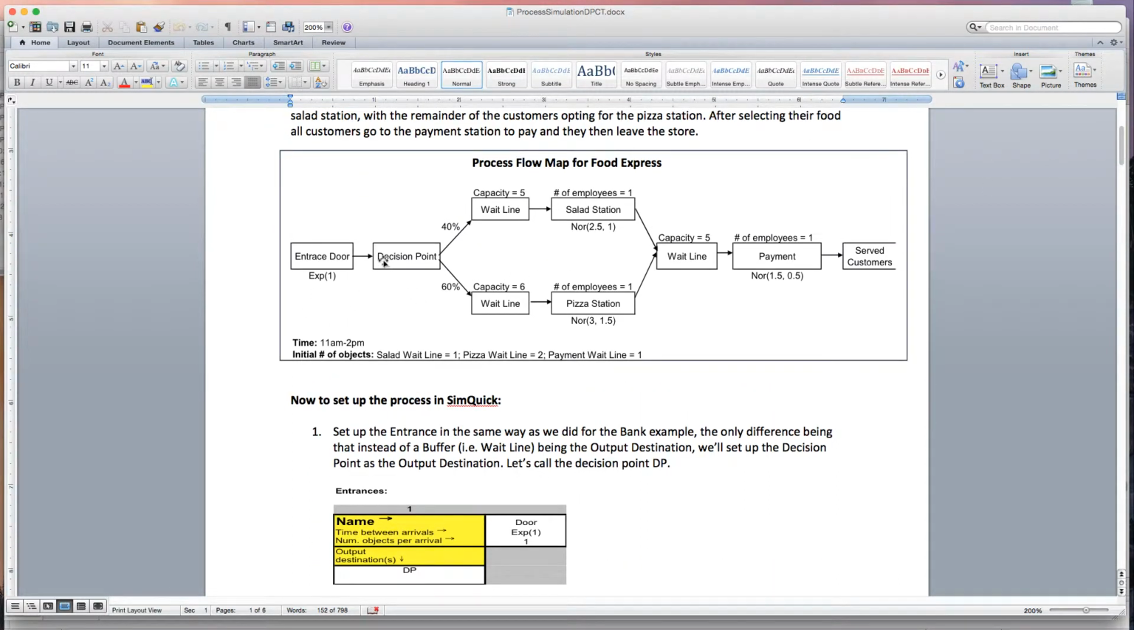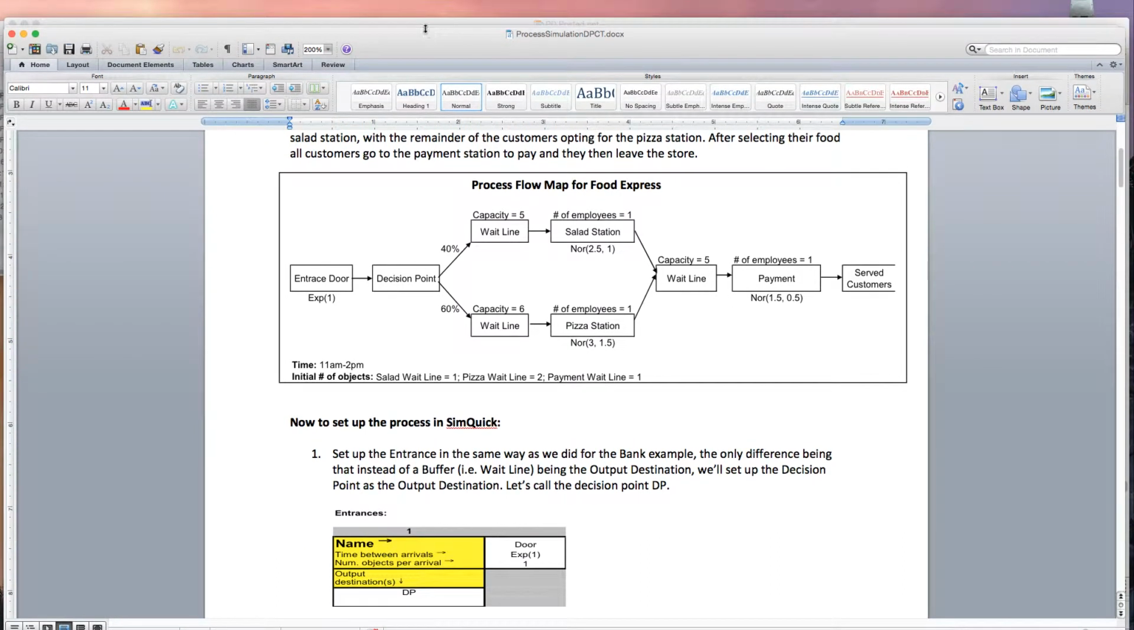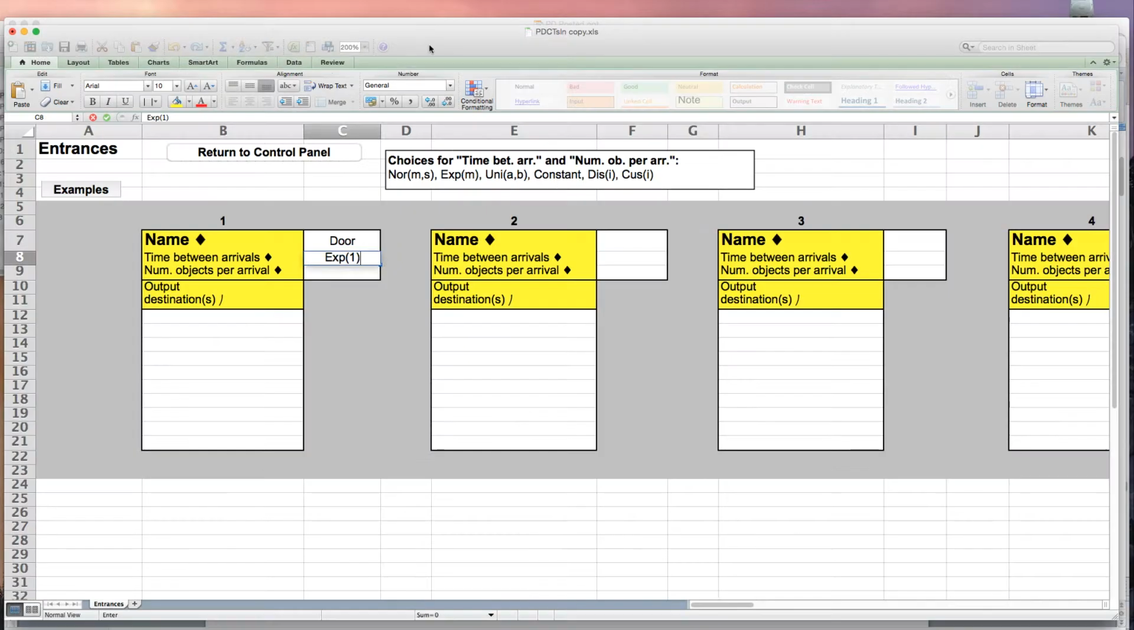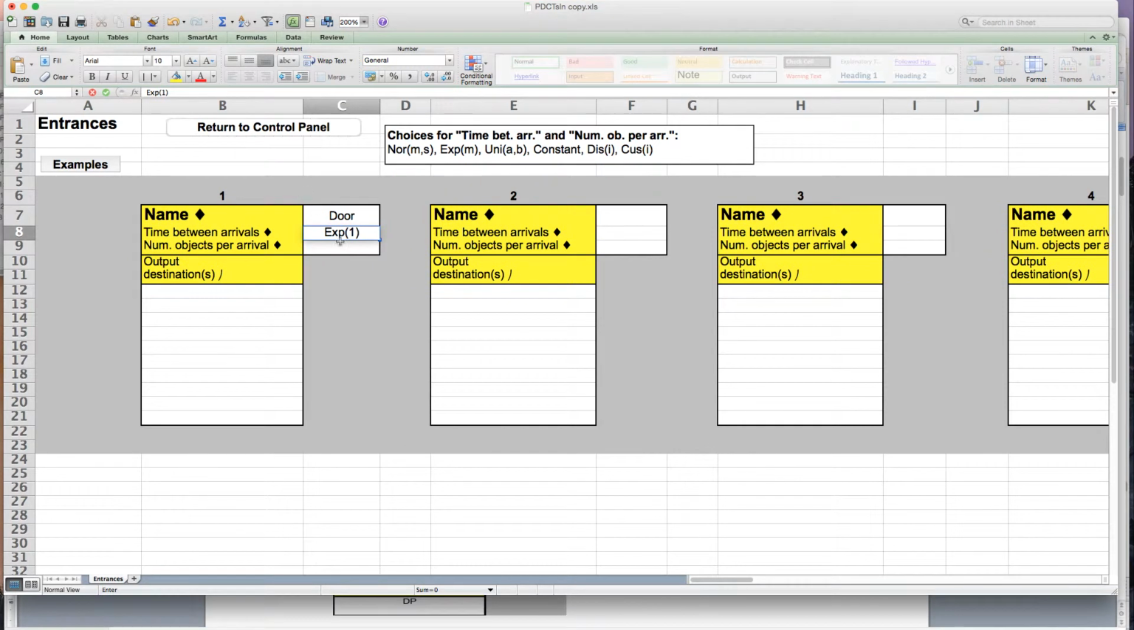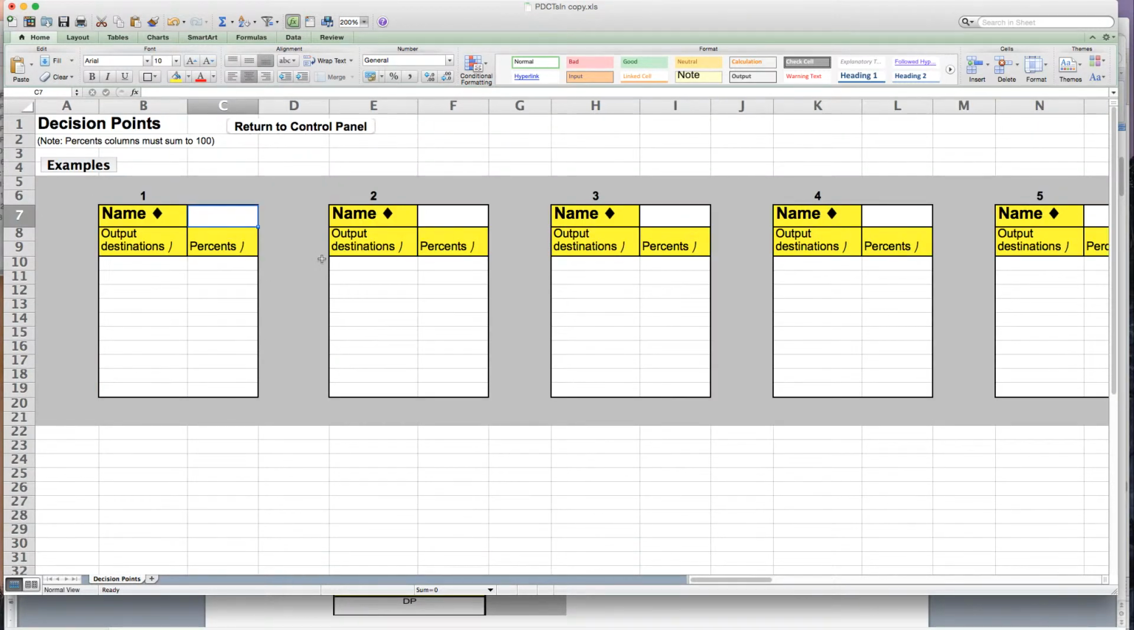So they go to our decision point. From there, 40% go to salad and 60% go to pizza. So let's do this. One person coming into my system at a time, and they go to my decision point. Now, in terms of my decision point, this is new for you. So we go over to decision point. I'm going to give it the name DP.